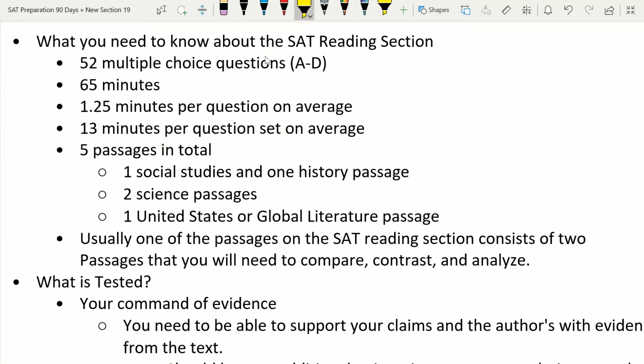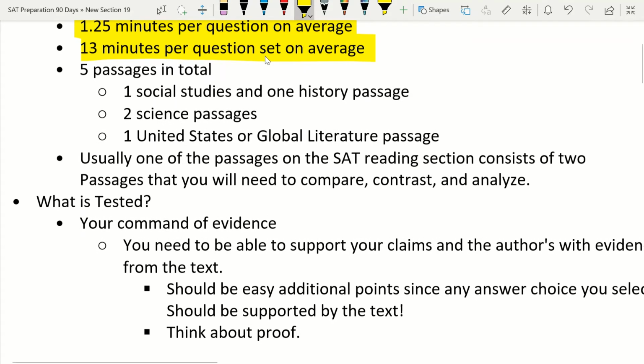So let's go ahead and get started with what you need to know about the SAT reading section, right? So obviously we're going to have 52 multiple choice questions in total. We're going to have options A through D on each of those multiple choice questions. You're going to have 65 minutes to complete this, which if you take an average, is going to average out to 1.25 minutes per question. Now keep in mind that I will do a video talking about pacing of the SAT reading section later on in this 14-day SAT prep series, but not today. And then we've got 13 minutes per question set on average with the 65 minutes and the 52 questions.